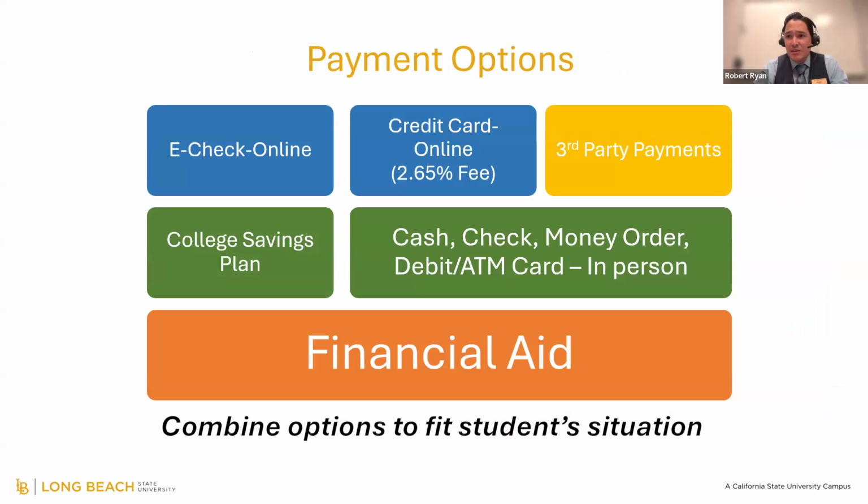College savings plans, so those 529 checks that come in, we can accept those for tuition and fees. And our cashiering office in person accepts cash, check, money order, or debit card. And then, of course, financial aid is an option as well to pay down the fees. So you can use one of these options or many of them combined to take care of tuition and fees.